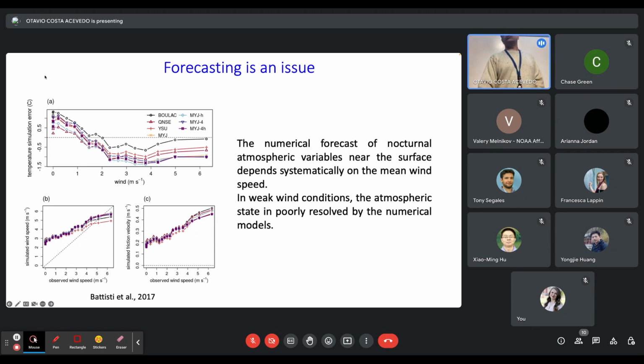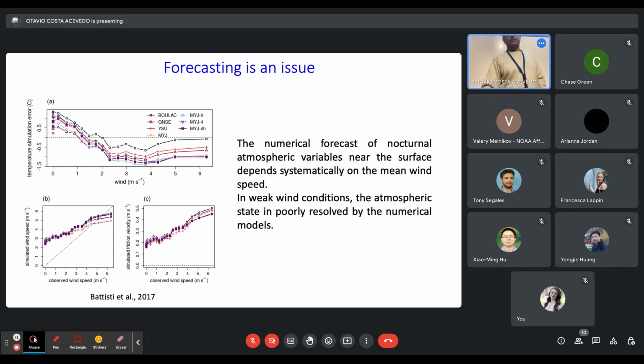It makes sense to overestimate in weak wind, because if you're not solving well the very stable boundary layer, usually you are saying that there is more turbulence than really there is. Then you usually say that it will be warmer than it is when it's weak wind. It makes sense, but why doesn't it tend to zero here? I do not know the answer.